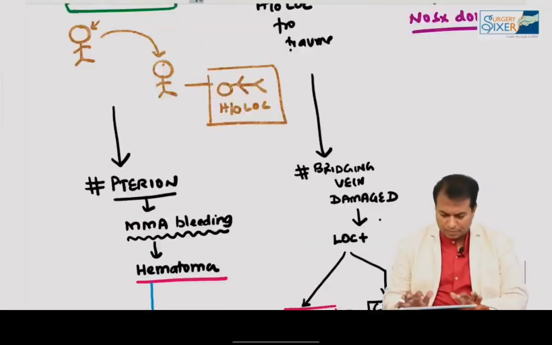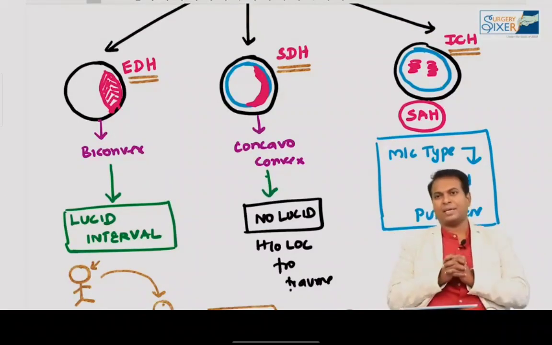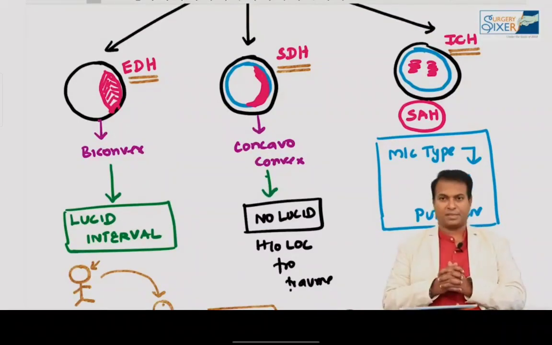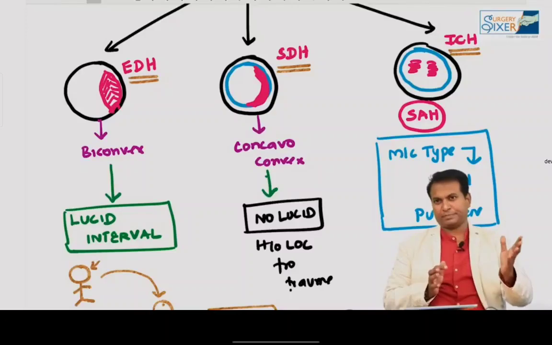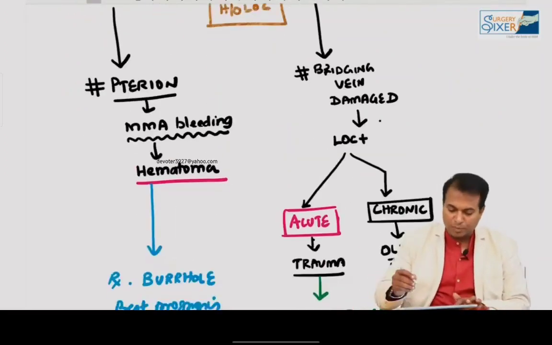So please remember, the types of hematomas are EDH, SDH, and intracranial hemorrhage. Overall, the most common hemorrhage is intracranial hemorrhage, usually seen in hypertension patients. EDH is due to rupture of the middle meningeal artery, and there is a lucid interval. SDH is due to rupture of bridging veins. There is no lucid interval; the patient comes to hospital from the time of injury.